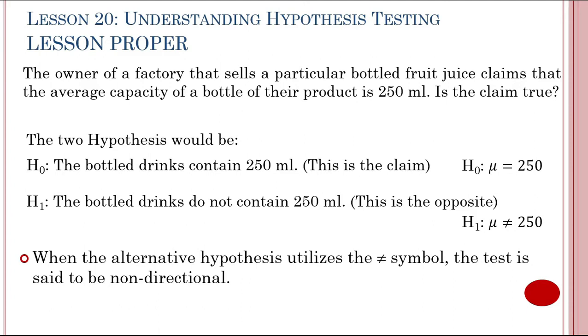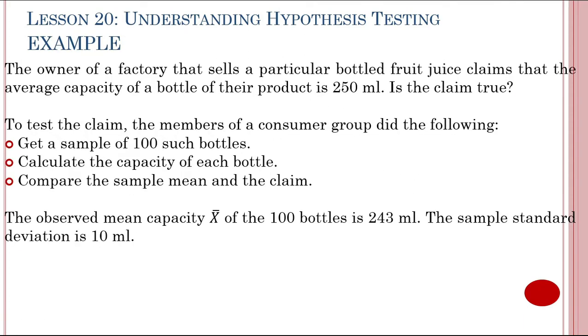When the alternative hypothesis utilizes the not equal symbol, the test is said to be non-directional. So, paano ba yung non-directional na yan? So, mamaya, explain natin. Okay? So, nakuha ba tong part na to? Ang mahalaga naman dito, ma-identify muna natin kung ano ba yung null at yung alternative hypothesis. Kuha ba? Okay, good.